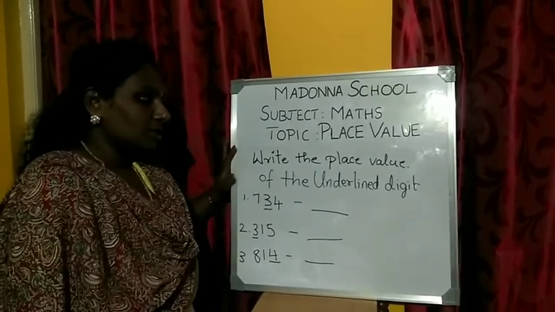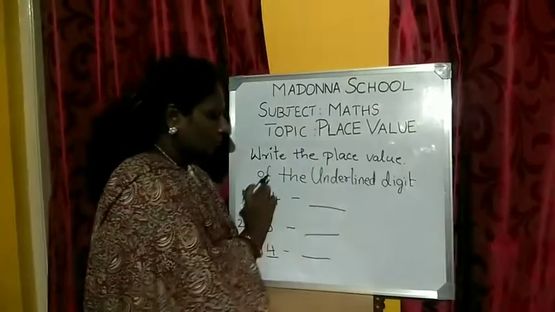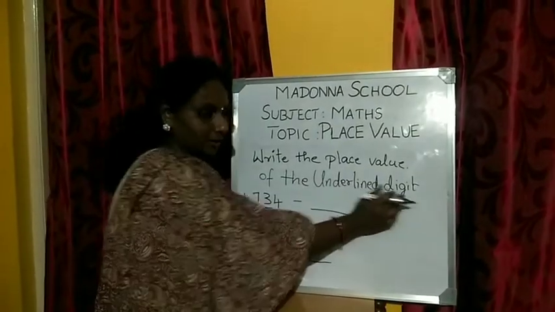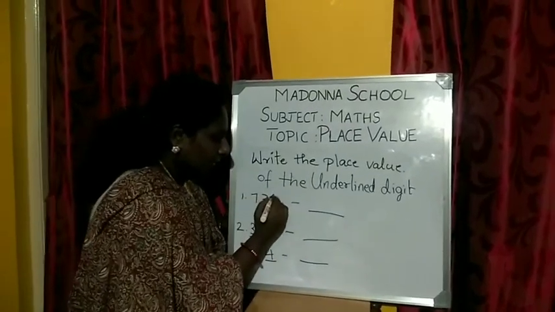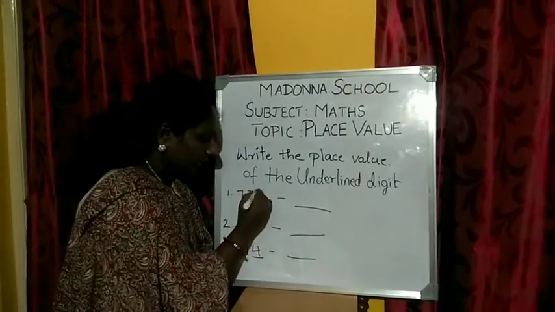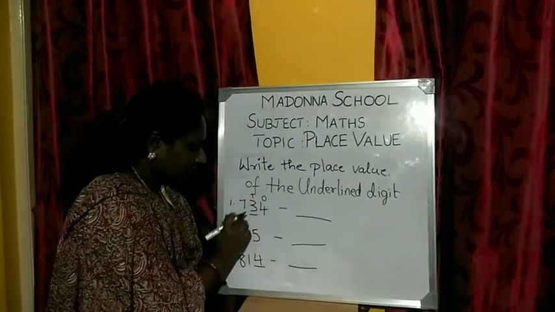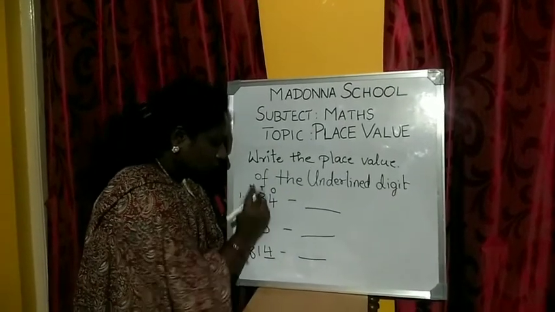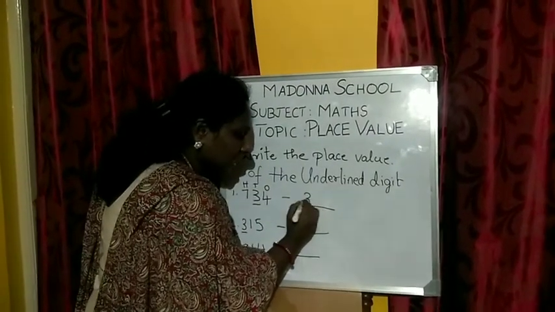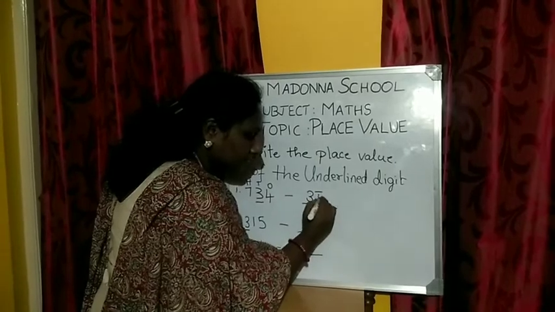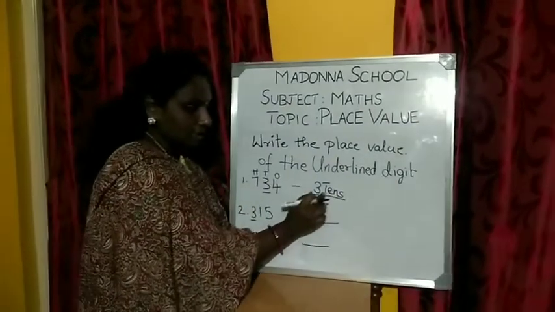In fill in the blanks, we saw the place of the number. Here we are going to see the value of the number. Write the place value of the underlined digit. Okay, see, in 734, first write the place value. 4 is at what place, children? Ones place. 3 is at tens place. 7 is at hundreds place. So 3 is at what place, children? 3 is at tens place. So it is 3 tens.